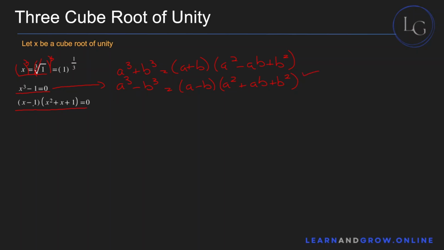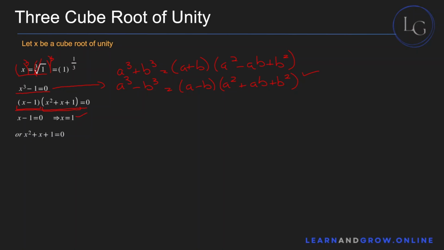And once you apply this, with a equal to x and b equal to 1, you get this equation. Now always remember that a quadratic expression is basically a linear expression being multiplied with a quadratic expression. So you'll always get one linear expression and one quadratic expression, just like you've done over here. Now, either this linear expression is equal to 0 or this quadratic expression is equal to 0. So either x minus 1 is equal to 0, so we get one value of x as 1, or this quadratic expression is equal to 0.